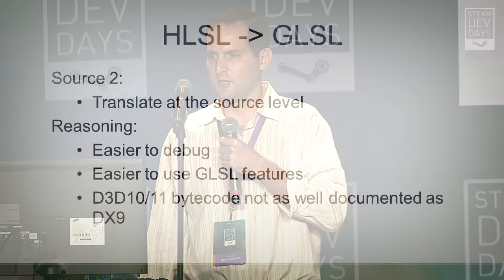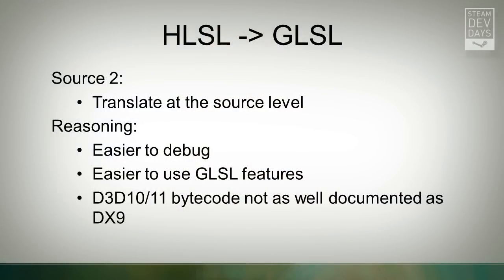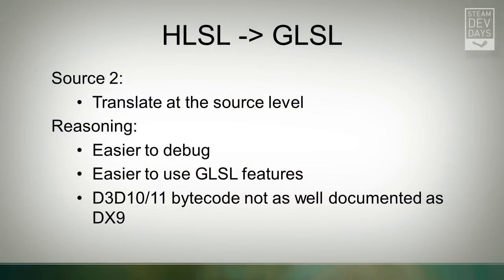D3D. So for the new engine Source 2, it was decided early on that we wanted to solve some of these problems by translating from HLSL to GLSL at the source level. It would be a lot easier to debug. As new GLSL features came online, we'd have a direct path to enabling them. I should say we did look pretty seriously at translating from D3D 10 and 11 bytecode, and in addition to all of the issues I mentioned with DX9 assembler, another issue with D3D 10 and 11 bytecode is that it's not as well documented and it's not as locked down. So we're really very hesitant to go down that route again.